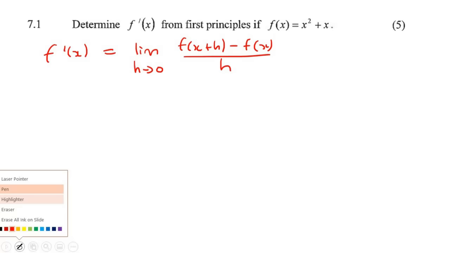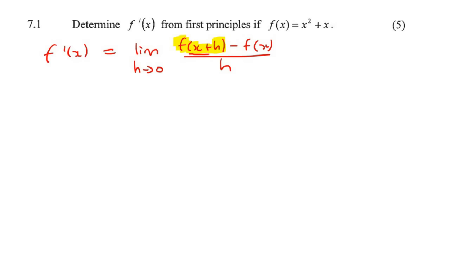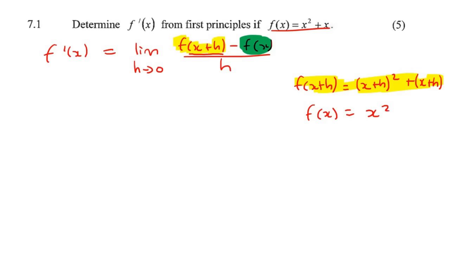It says that you're going to replace all the x's with x plus h. So you're going to go to this equation and replace all the x's with x plus h. Did you see that? I took this x and replaced it with x plus h, and then I took this x and replaced it with x plus h. So that part is complete. Then I'm going to do this part, but that's the easiest part because that is literally just f of x, which is just that. And so there we go.